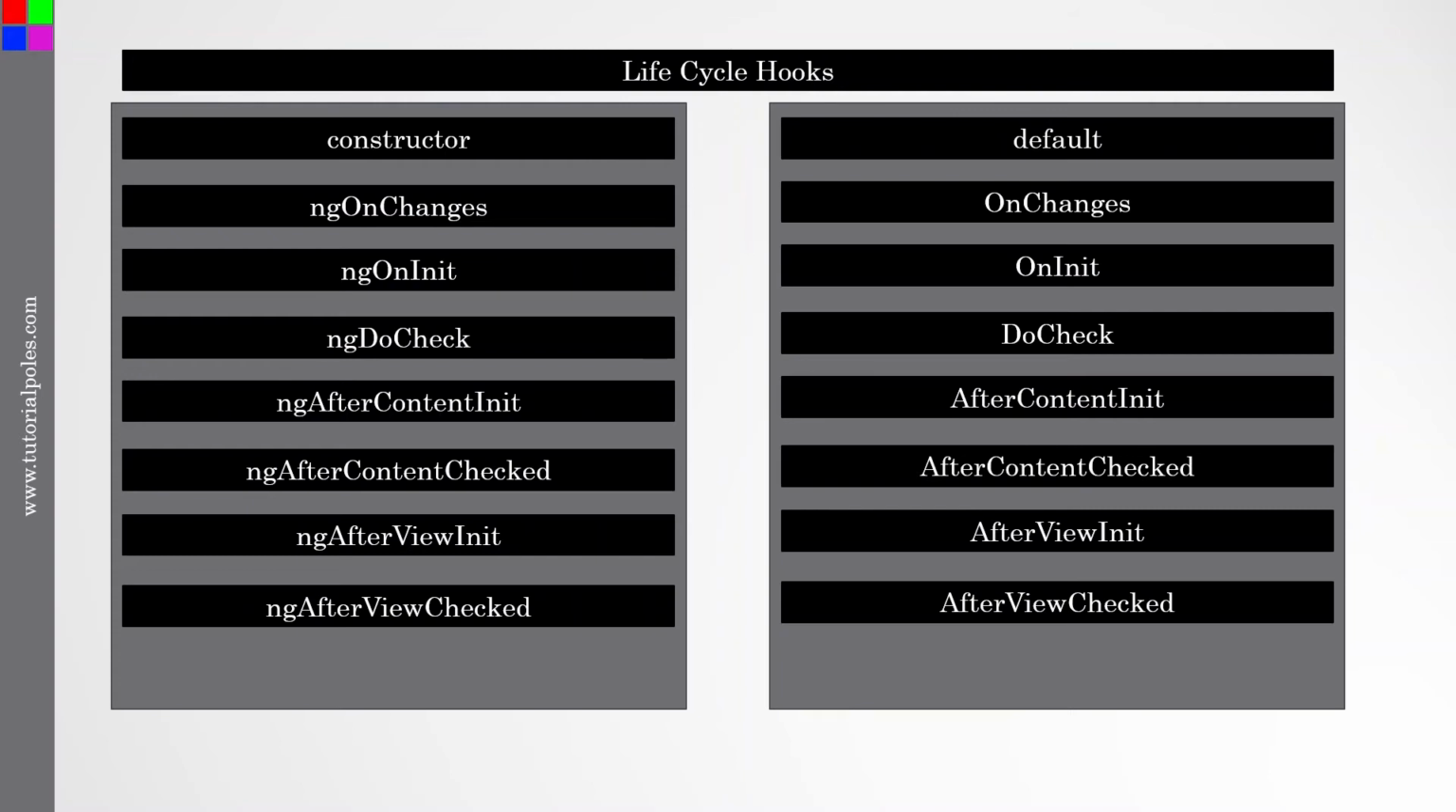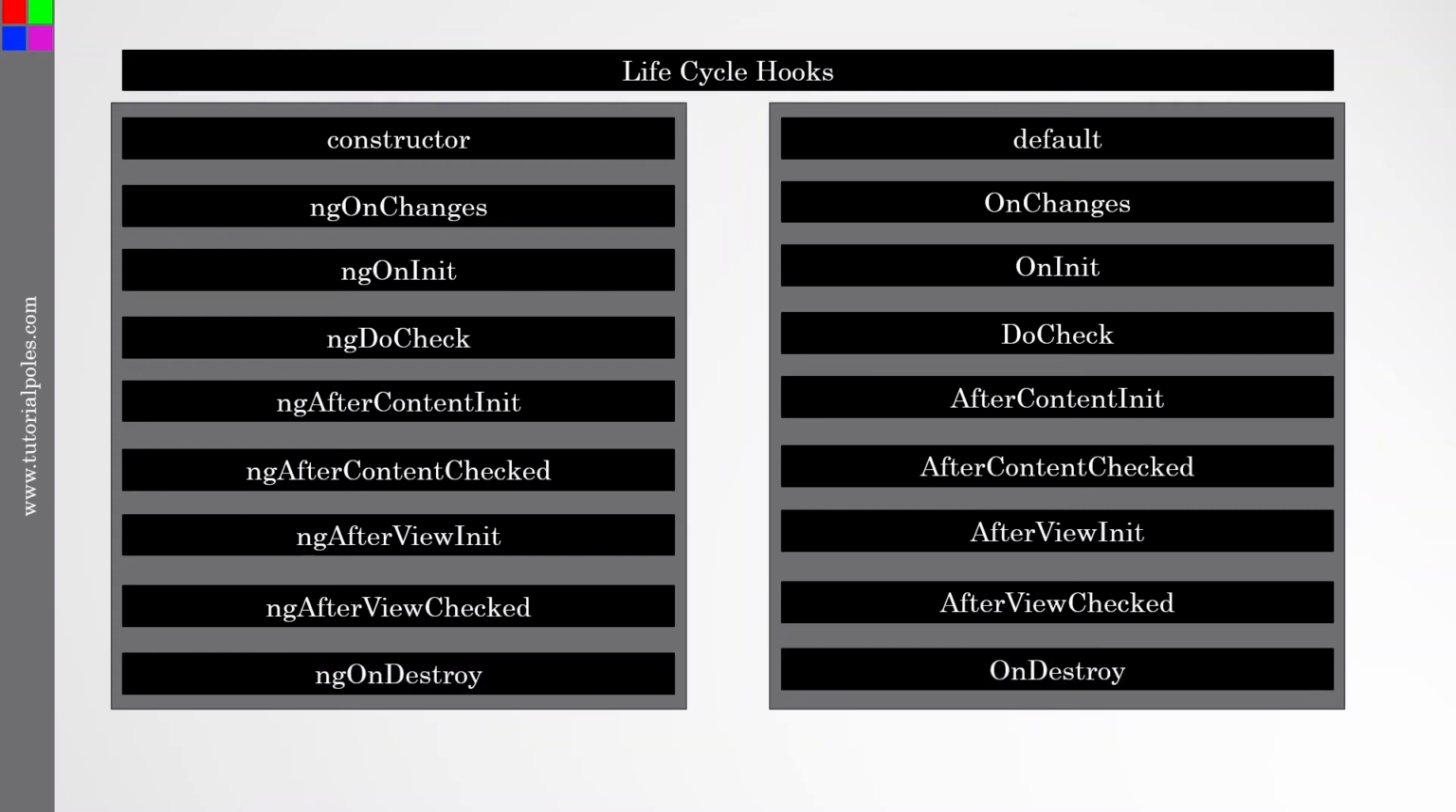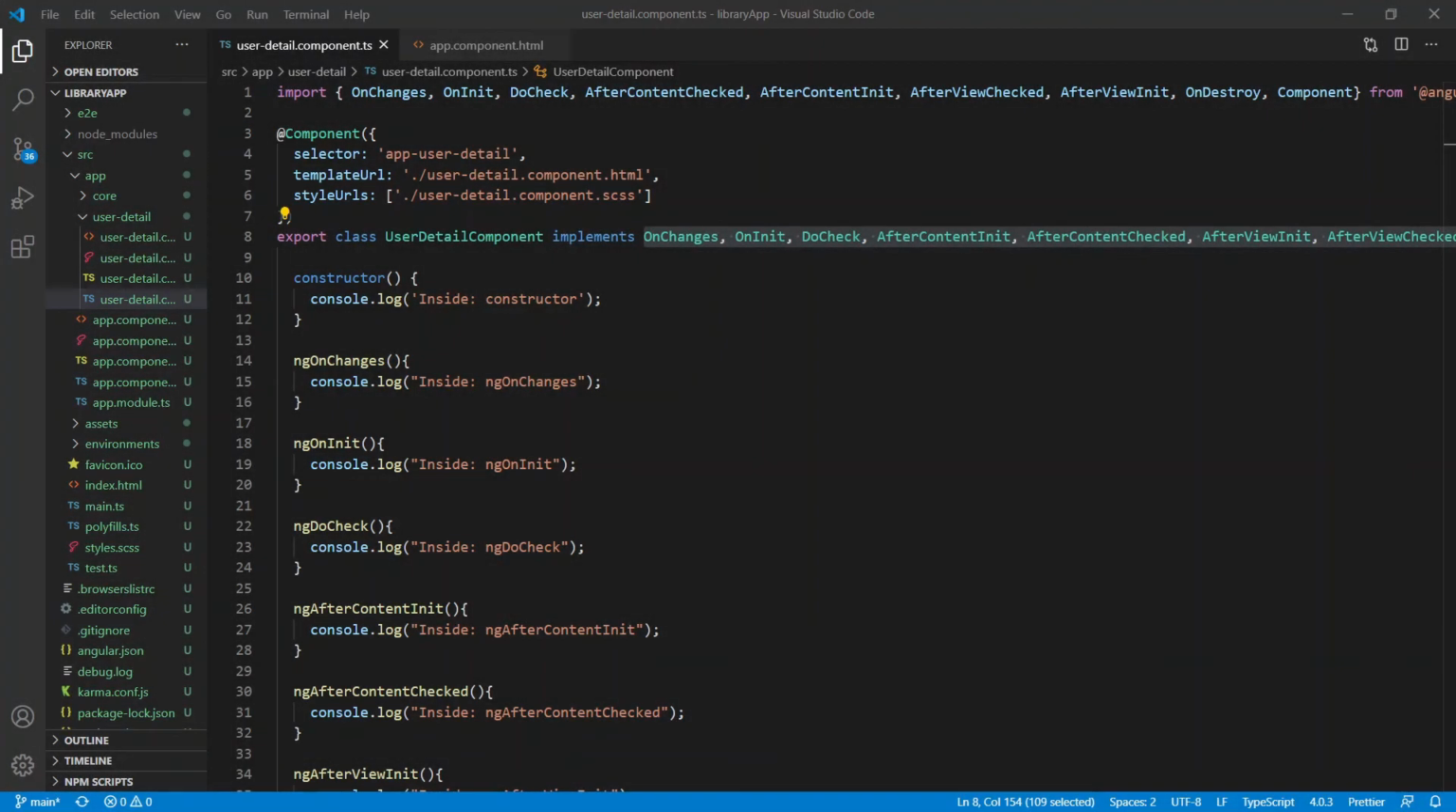The last one in the series is ngOnDestroy. Cleanup just before Angular destroys the directive or component. Unsubscribe observables and detach event handlers to avoid memory leaks. Called when the component is removed from the DOM. This is a good place to write all your cleanup logic. We will be using ngOnDestroy a lot. Enough of theory. Let's see this in action.